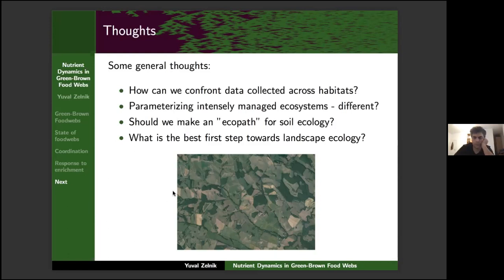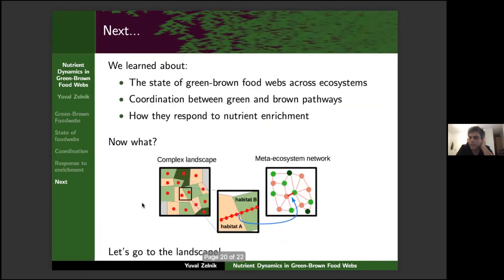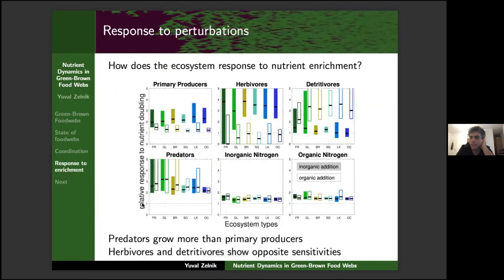Yuval, I have a question. What about environmental conditions above the soil? Do you include it in the model? What happens if climate conditions are changing?